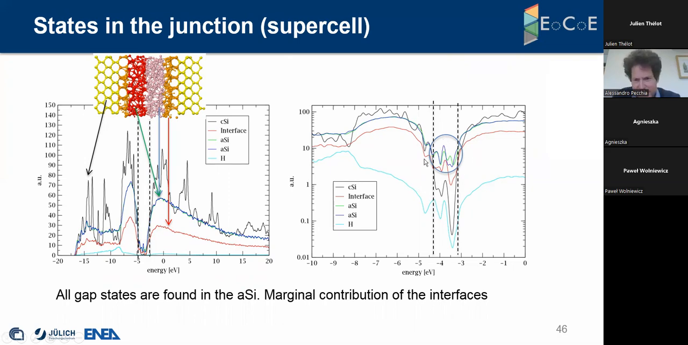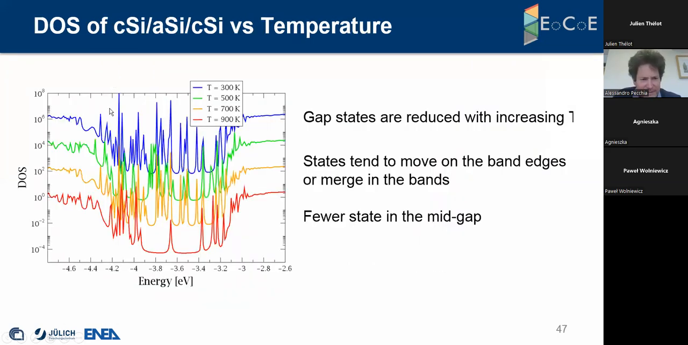You have lots of peaks due to these impurities inside the gap, and they are also helping the transmission in the end. So if we plot the transmission afterwards, and we look for instance at annealing steps at different temperatures, we see something interesting happens. If we don't anneal the amorphous silicon, we have a lot of states in the gap all over the place.